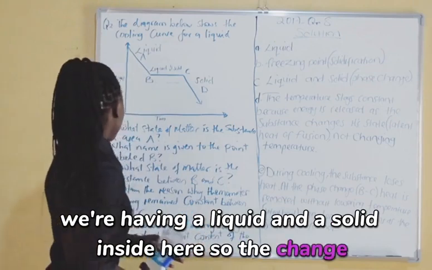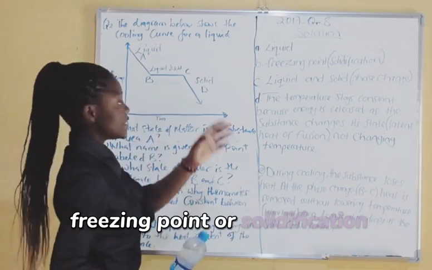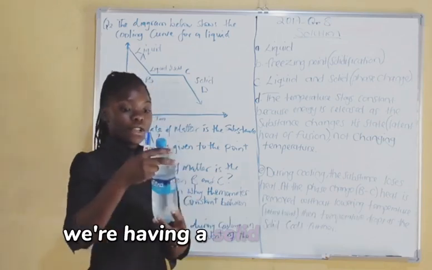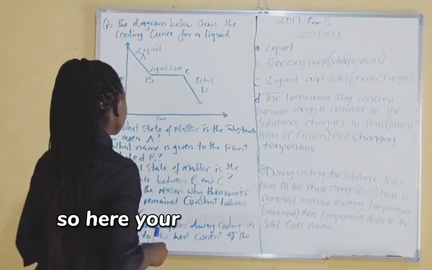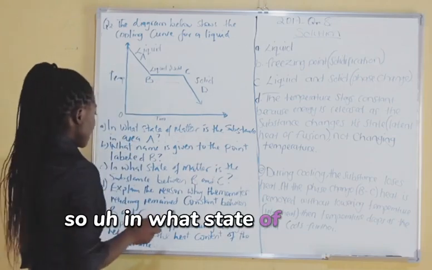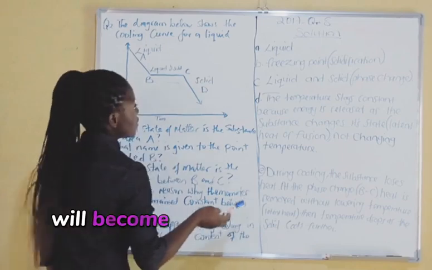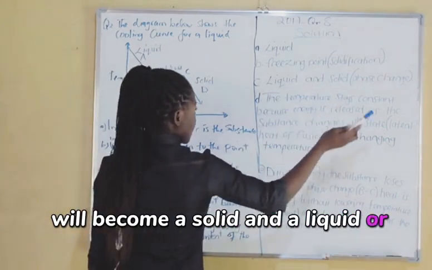So the state of matter in this freezing point or solidification process is a solid and a liquid. Here your answer will be solid and liquid. In what state of matter is the substance between B and C? As the water is cooling, it will be a solid and a liquid, a phase change.